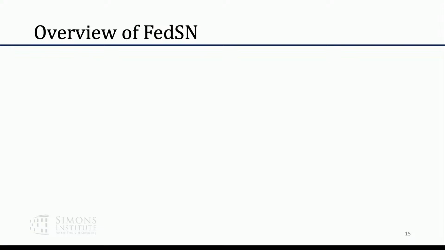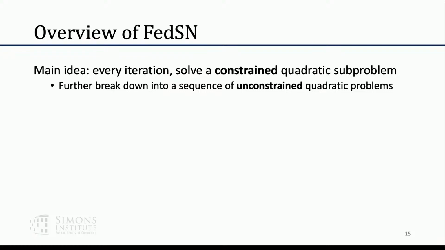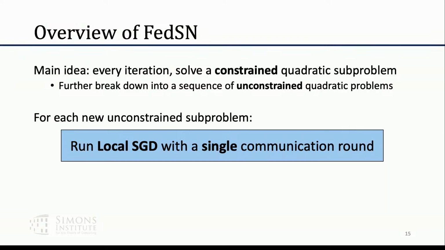So taking these pieces and putting them all together, the main idea of our method fed_in will be to, at every iteration, solve some constrained quadratic minimization problem. And because we saw earlier the advantage of local SGD for these unconstrained problems, we need to take one more step and break down this constrained problem into a sequence of not too many unconstrained quadratic problems. It really boils down to a typical trust region method, right? And for each of these unconstrained subproblems, do exactly that.